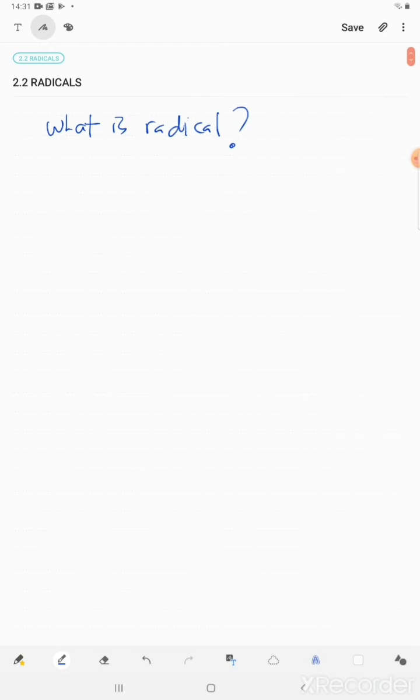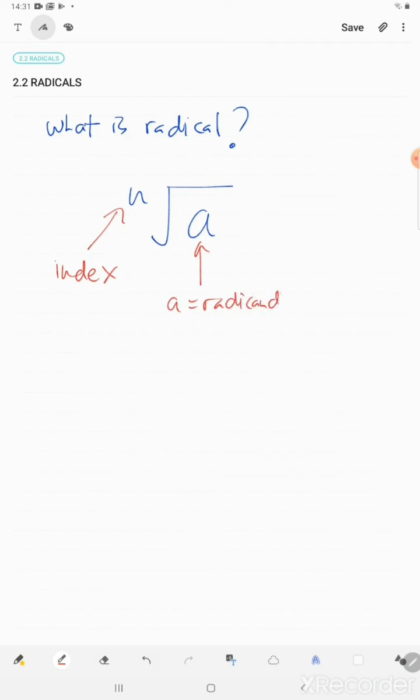Before we proceed with more examples, for the introduction part, what is a radical? A radical must be in the form of the nth root of a, with a inside the root. To explain this, what is n? n we call the index, and a is the radicand, and this root sign we call the radical sign.